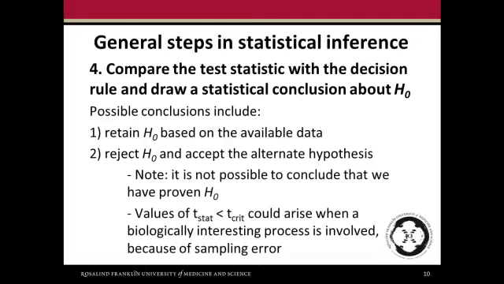One important thing to note is that we cannot conclude that we have proven the null hypothesis. All we can do in statistical testing is disprove hypotheses. But if we accept the null hypothesis, that doesn't mean that we've proven anything. And also, as I mentioned earlier, sometimes we can get values of our t-statistic that are maybe less than our critical value just due to sampling error. So there could be something biologically interesting going on, but there's so much sampling variation that our value of our t-statistic is less than our critical value.